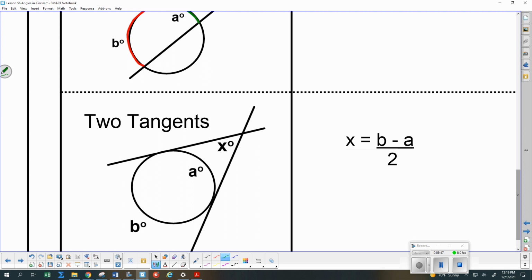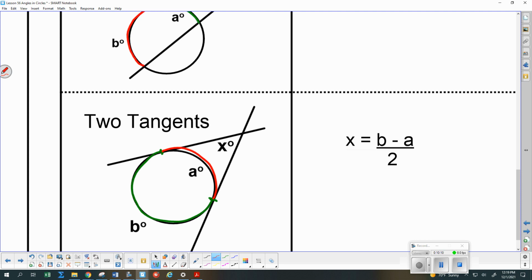But notice what happens this time. If I find my 2 points of tangency, and I talk about one arc, the one that's farther away, that's bigger, minus the closer one, what happens if I put those arcs together when they're both tangent lines? I get the full circle. They'd add up to 360 degrees.